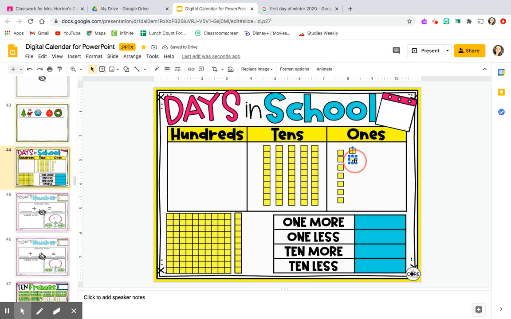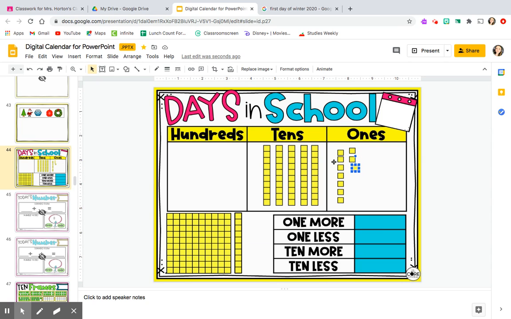Let's add another square here and see how many days of school we've been in. So we have, these are 10s, okay? So we have 10, 20, 30, 40, 50. Now these are 1s, so we have to count them separately. So 50, 51, 52, 53, 54, 55, 56, 57, 58, 59, 60. Oh my goodness! There are 10 little squares over here. 1, 2, 3, 4, 5, 6, 7, 8, 9, 10.